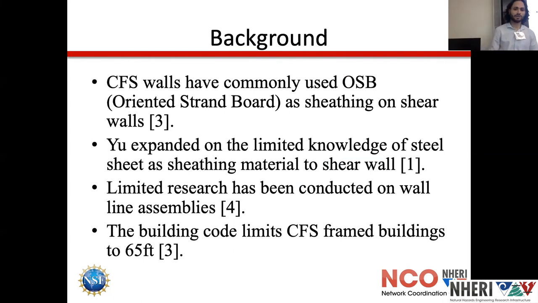A little bit of background information on the literature that has been conducted on cold form steel. Cold form steel walls commonly use oriented strand board as the sheeting material. There's very limited literature on the use of steel sheeting on shear walls. Drew tried to expand on this by testing different thicknesses of the steel sheet. There's also very limited research on in-line assemblies.